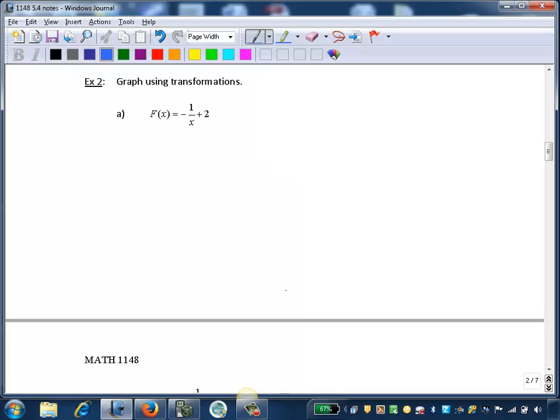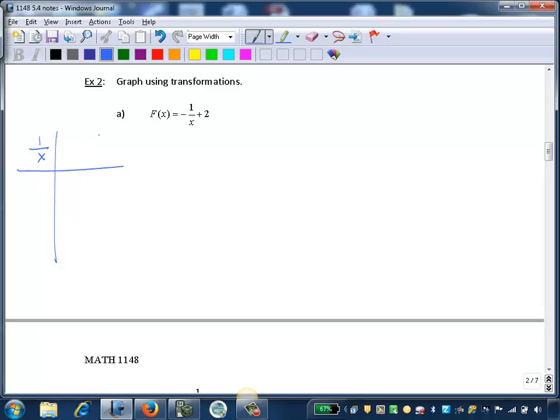Example 2, graph using transformations. So part A, we're given the function f of x equals negative 1 over x plus 2. So we want to first identify the parent function. If we ignore the negative sign and this plus 2, we can see we have a 1 over x. So our parent function here is going to be 1 over x.